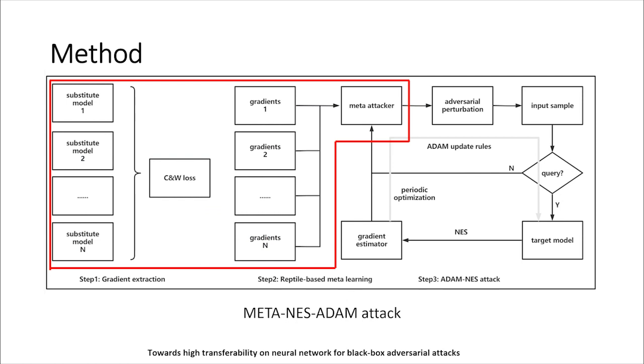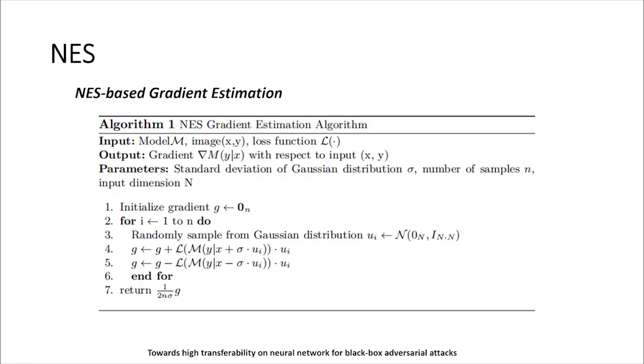Now you can see we successfully get the meta attacker. That is, step 1 and step 2 are complete. Next, we should estimate the gradient. The whole algorithm is shown in the picture.